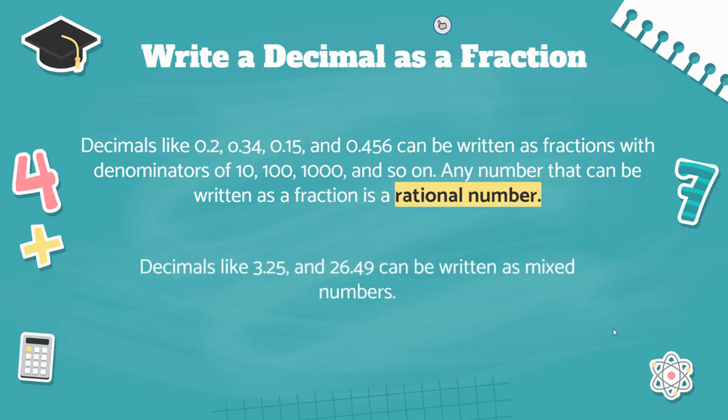If we have decimal numbers that have a whole number, like 3 and 25 hundredths, or 26 and 49 hundredths, they can be written as mixed numbers. Remember, mixed numbers include a whole number and a fraction. Okay, we're moving on.